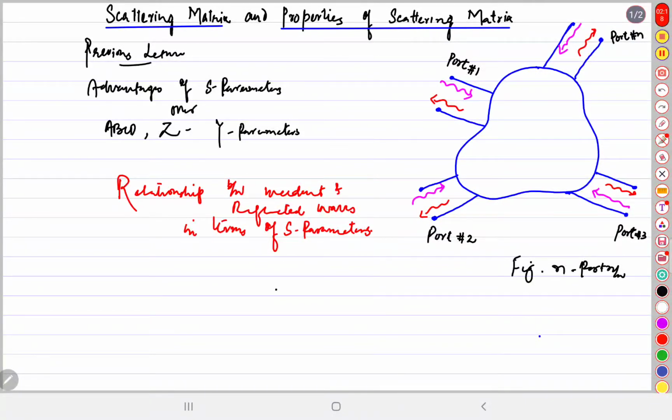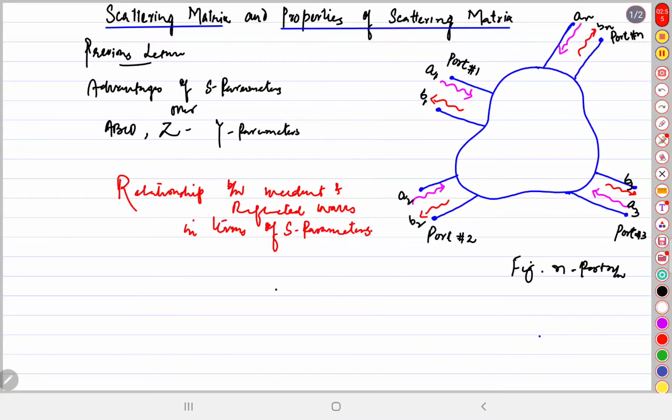Now let's look at port 1. We have the incident wave. We designate it by A1 and the reflected wave by B1. At port 2 likewise we'll have an incident wave A2 and the reflected wave B2. At port 3 we have incident wave A3, reflected wave B3. At port N we have incident wave AN and reflected wave BN. So An corresponds to the incident wave and Bn corresponds to the reflected wave.